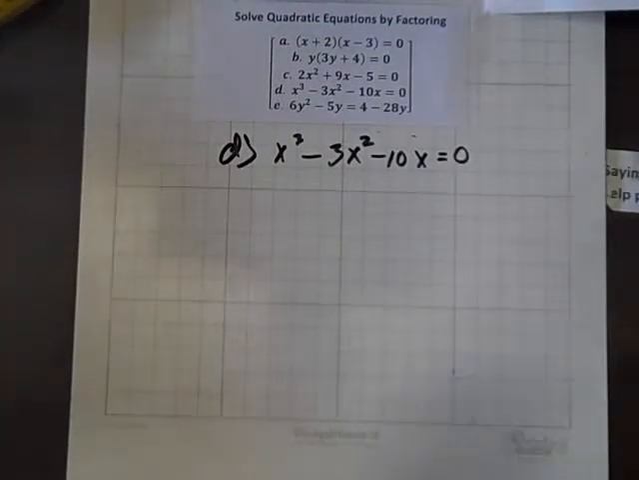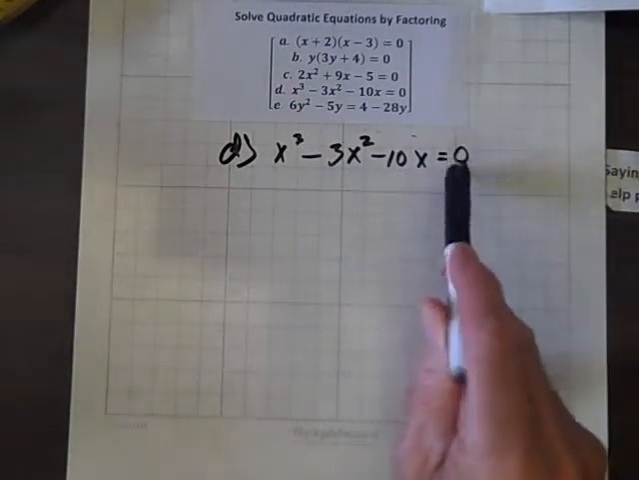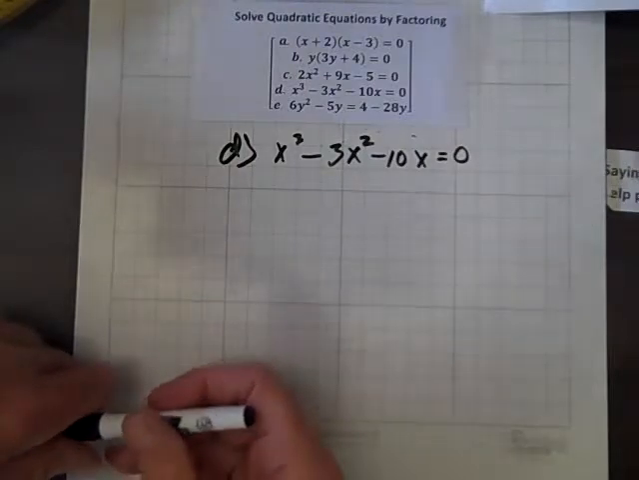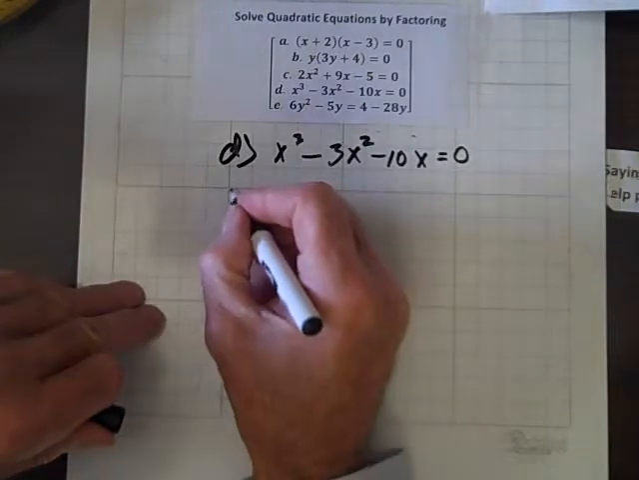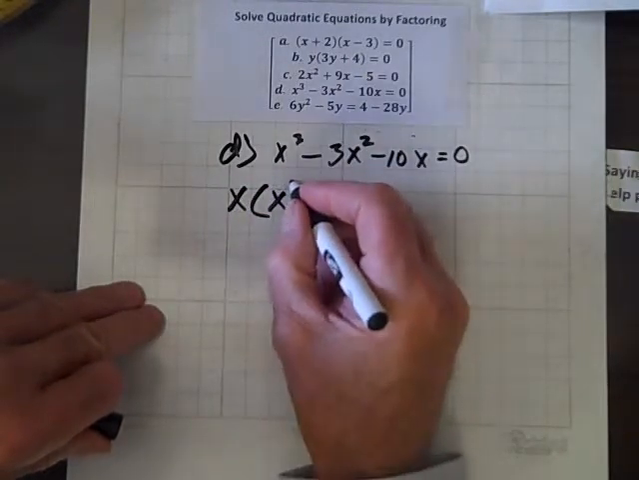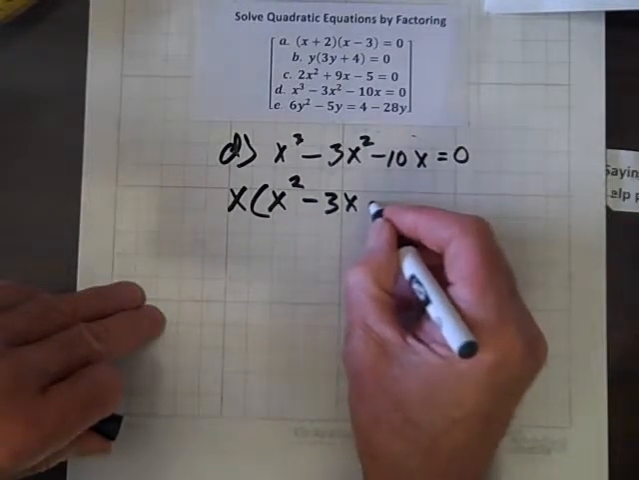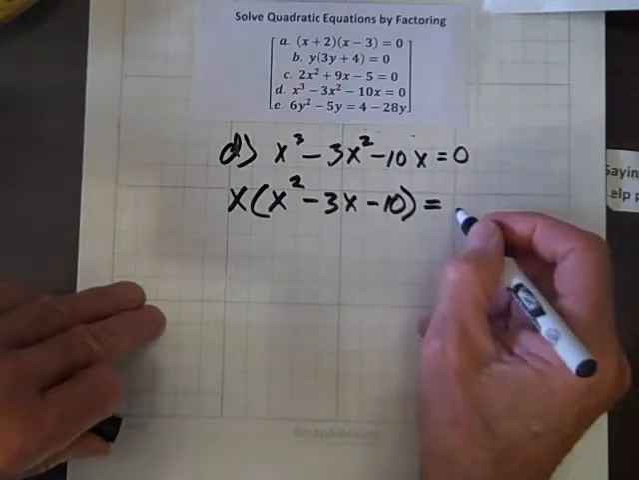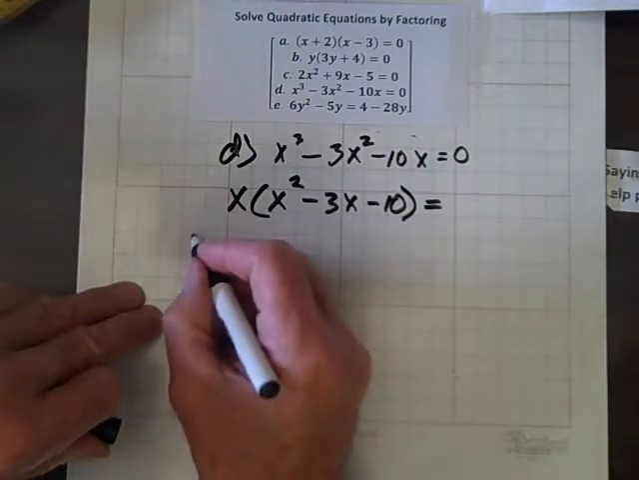Well, for the equation x cubed minus 3x squared minus 10x equals 0, our first task is to factor out any common factors. And it turns out that x is a common factor. So factoring out an x, we get x times the quantity x squared minus 3x minus 10, and that product equals 0. Now it turns out this quadratic factors.